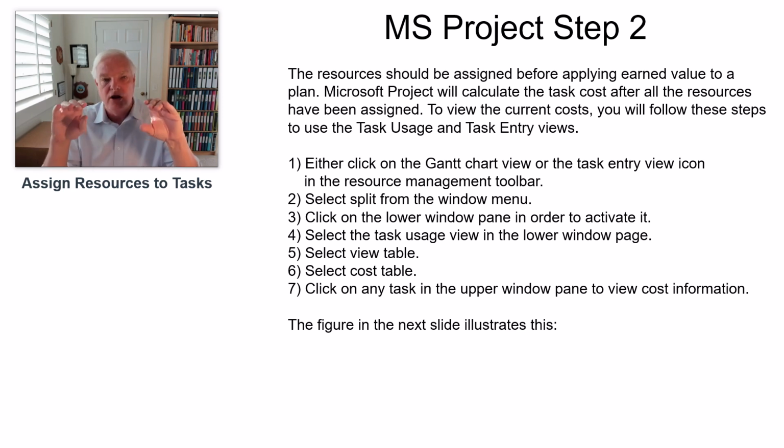So go to the resource management toolbar, select one of those, select split from the window menu, click on the lower window pane in order to activate it, and you're going to see that everything splits in half, and it gives you the ability to see your Gantt chart on top, and you now have a table below that has all of that information, and you can go in and add your view information there. You can take your costs, you can update them, you can take your resources, you can update them. It gives you the ability to use that as a cost information window, okay?